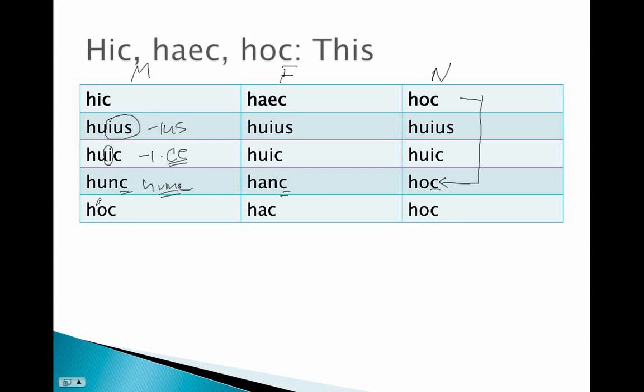And then the ablative: hoc, hac, hoc. These look like ablative endings, long O, long A, long O, with that deictic C, that pointer. So hic, haec, hoc; huius, huius, huius; huic, huic, huic; hunc, hanc, hoc; hoc, hac, hoc.